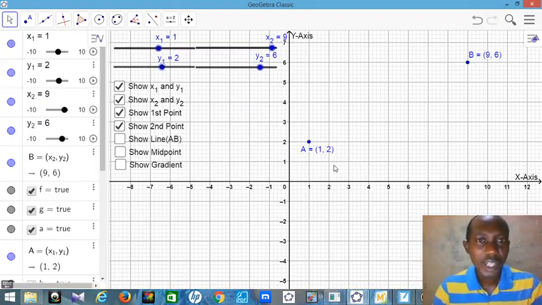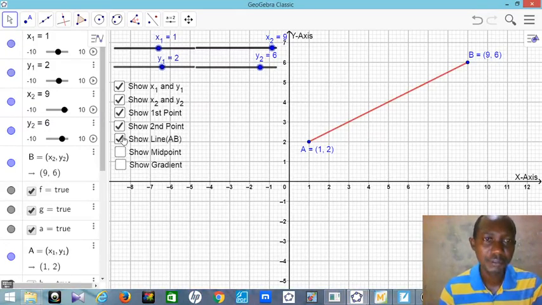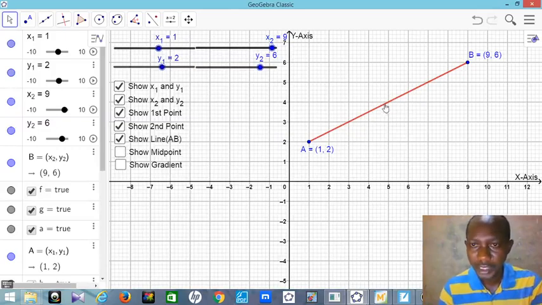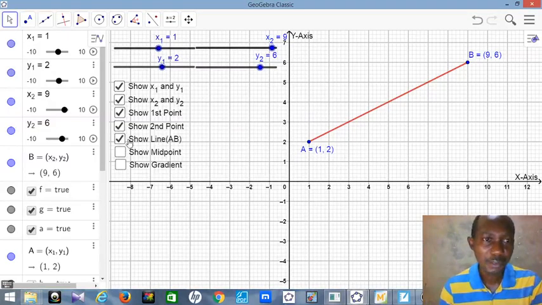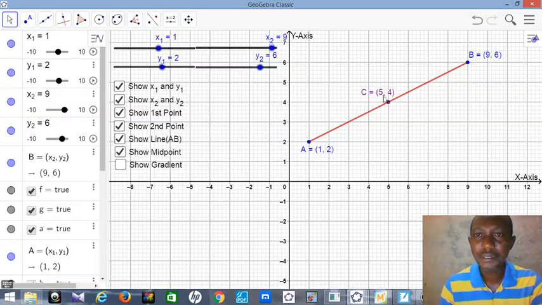So what do we do now? How do you get the middle point? If I join A to B, you can see this is A to B. The middle point is a point at the center of this line. So that is the middle point. How do I get this point? We need a formula. You can see show midpoint here. This is the middle point of this line we have here. You can see it's 5 and 4. That is the middle point.